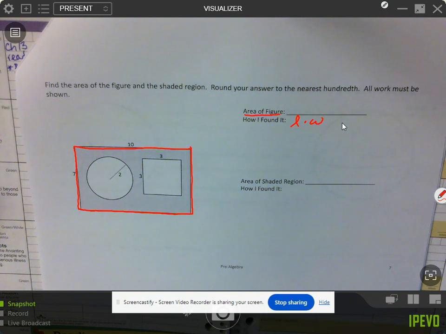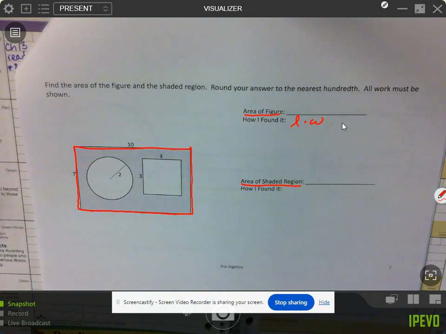Then we need to know the area of the shaded region. How do I find that shaded region? That is a goofy shape. I don't know what to multiply together for it. Grace? Find the area of the circle and the square in it, and then minus it by.